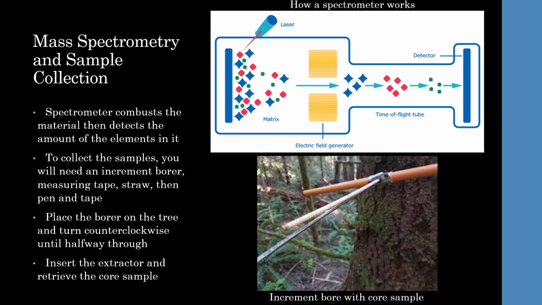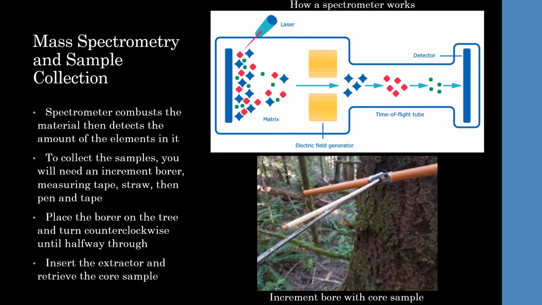The borer is then placed on the tree and turned counterclockwise to drill into the core. Once you reach halfway through, the core sample is ready to extract. Insert the extractor into the middle of the borer and turn it counterclockwise again to loosen the core. Remove the extractor and place the sample in the straw.